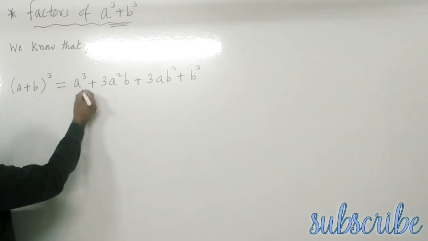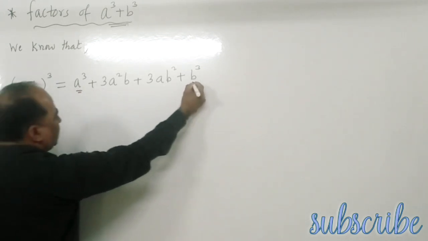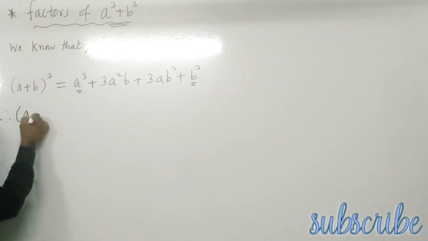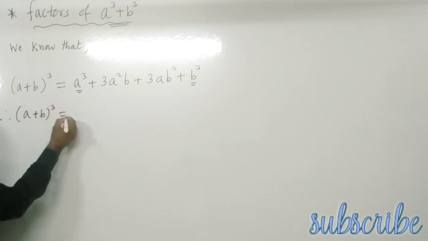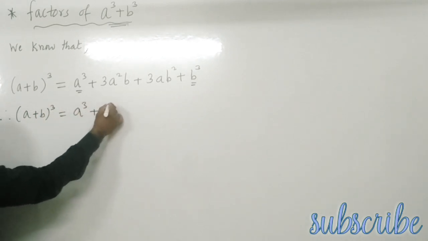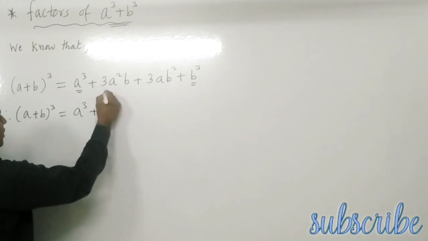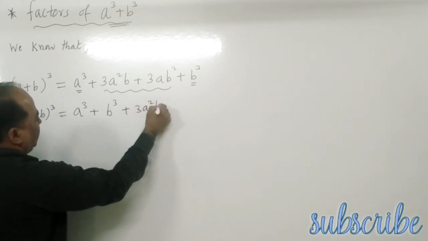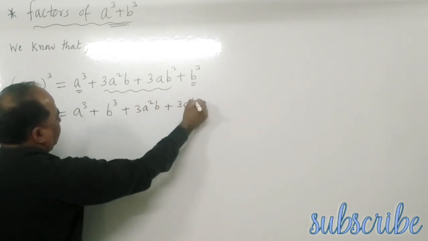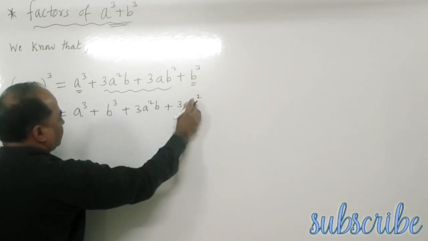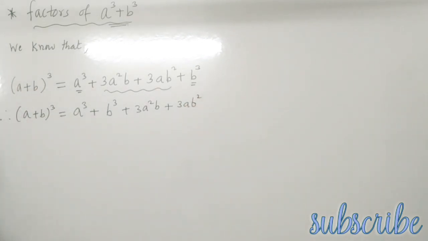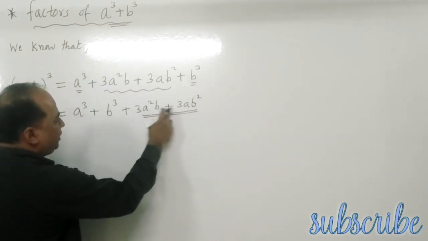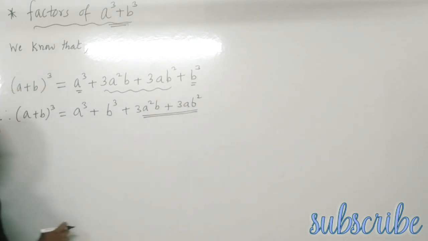So we require to see the right hand side a cube plus b cube. These two terms we will take together. Therefore, (a plus b) cube is equal to a cube plus b cube together, and take these two terms together, 3a square b plus 3ab square.